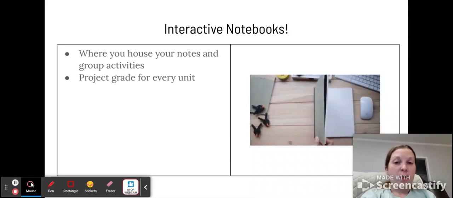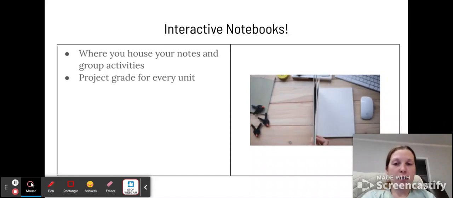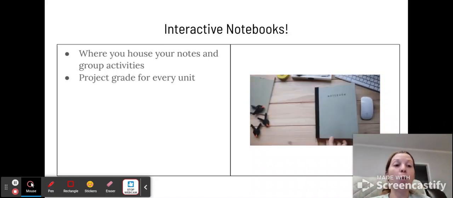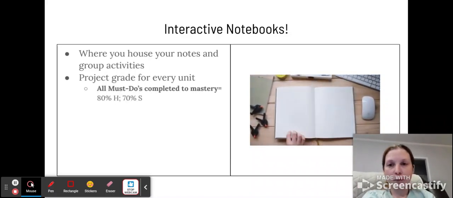This is a project grade for every unit. So for those of you that maybe struggle with taking tests, this is something I try to do to help alleviate that, because a project and a test count the same. So if you aren't very good at taking tests, but you are good at being organized and getting work done, then hopefully your project grade can kind of balance that out.